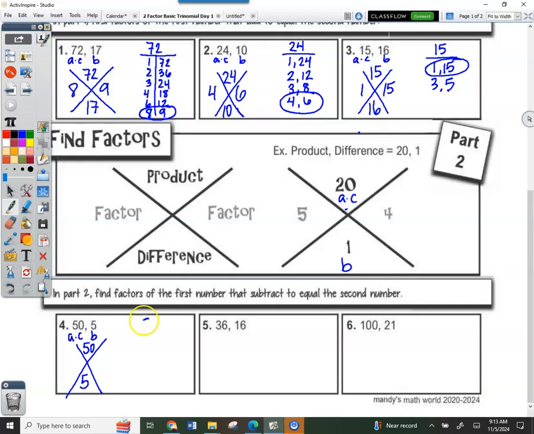All right, so factors of 50. 1 and 50. 2 and 25. 3 won't go. 4 won't go. 5 and 10. 6 won't go. 7, 8, 9. 2 will. And then back to 10.